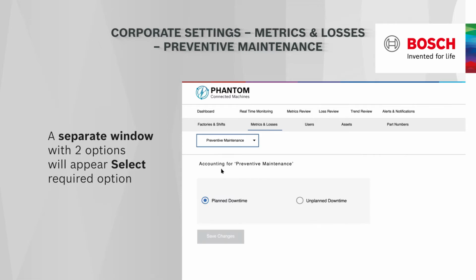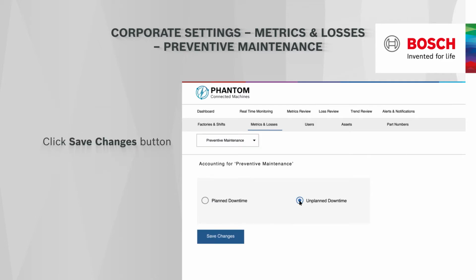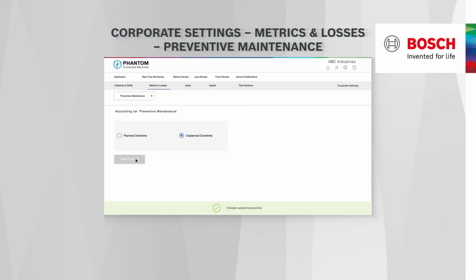A separate window with two options will appear. Select the required option. And now click the Save Changes button to save the changes. Changes Updated Successfully message will appear once the changes are updated in the server. Now let's look at Small Stop.